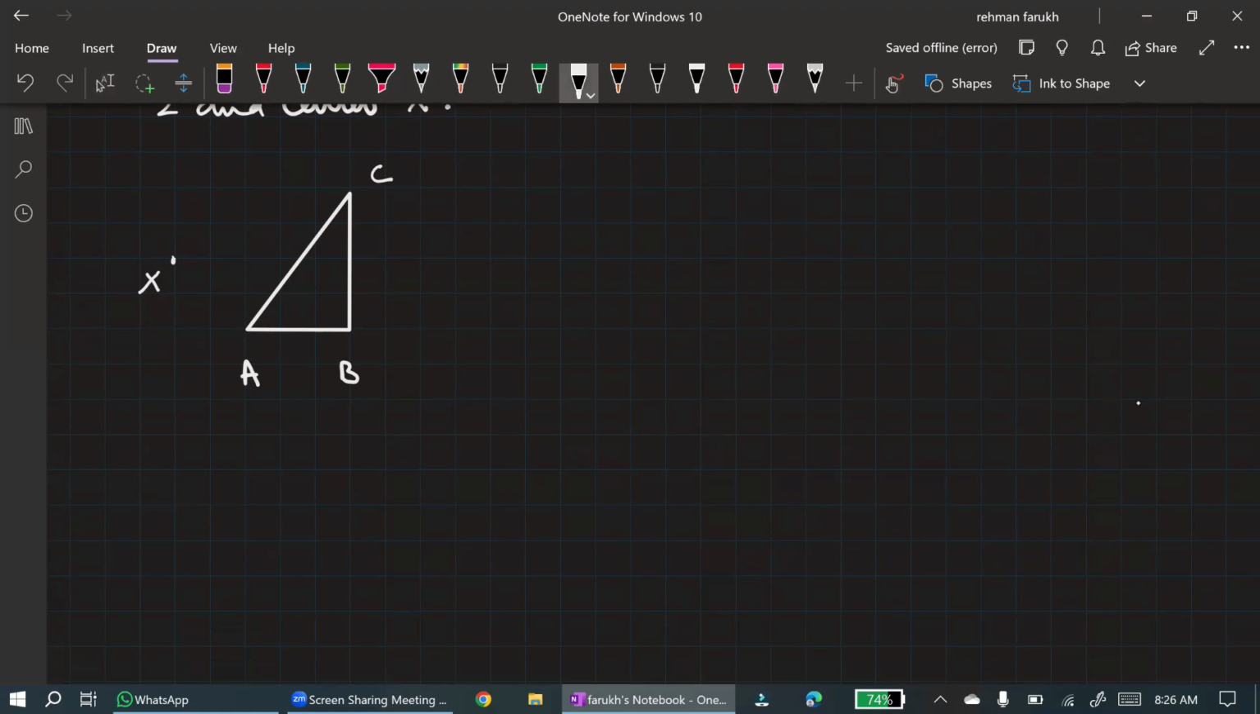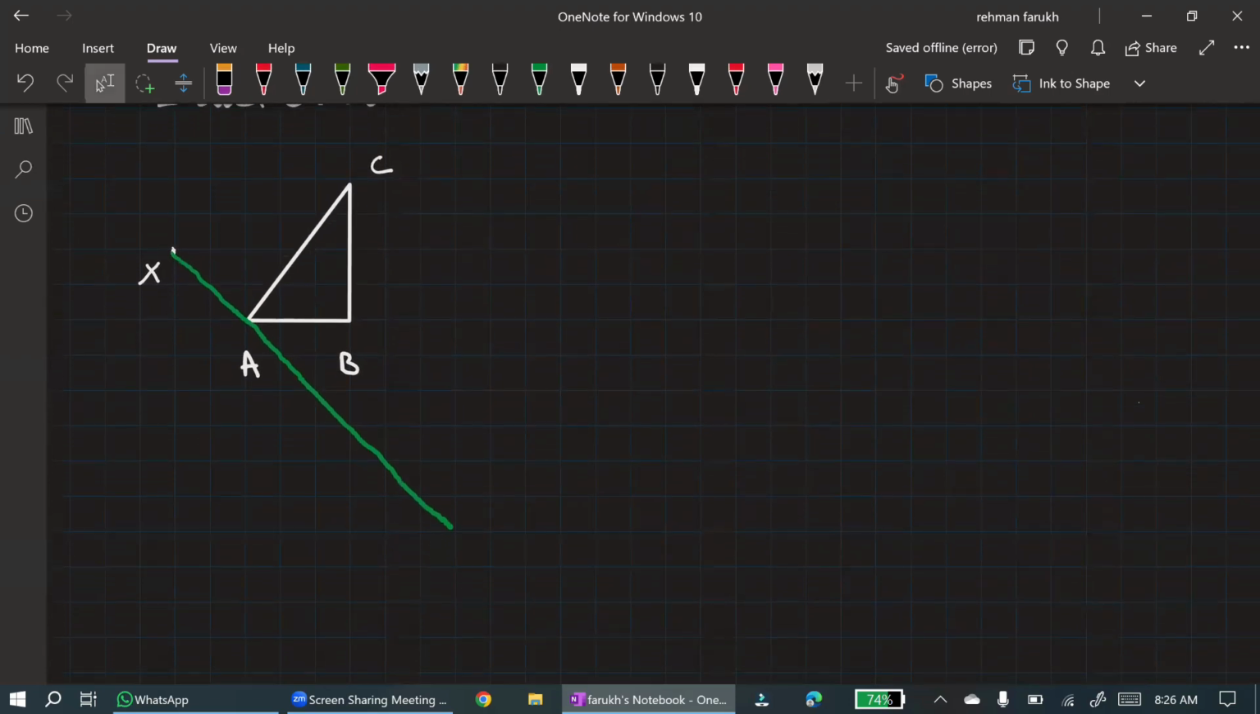First of all, I will join X with A and extend in this way. Now, what's the distance of X from A? We will measure the distance from X to A. Scale factor is 2. We will multiply the distance with 2.